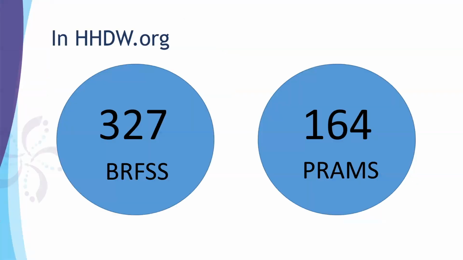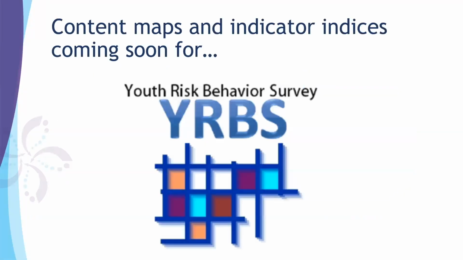Currently on the site, we have content maps and indicator indices for the Behavioral Risk Factor Surveillance System, or BRFSS, and the Pregnancy Risk Assessment Monitoring System, or PRAMS. So these are helpful to navigate the 327 BRFSS indicators and 164 PRAMS indicators we have in HHDW. A content map and indicator index for the Youth Risk Behavior Survey will be coming.